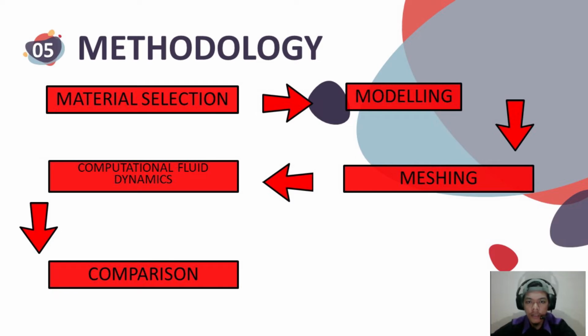Okay, number 5 is my methodology. First one, we go to material selection. Next, modeling, meshing, and CFD. CFD means computational fluid dynamics. And lastly, we go to comparison.